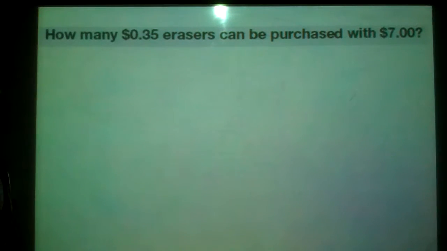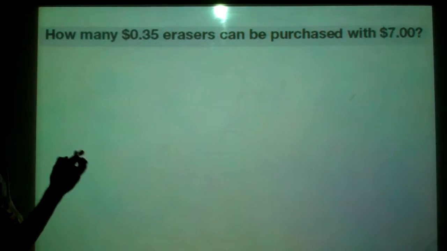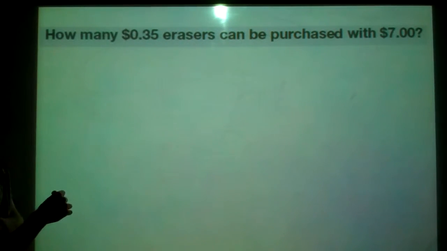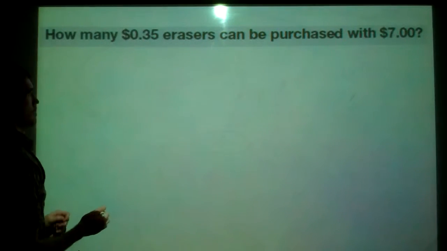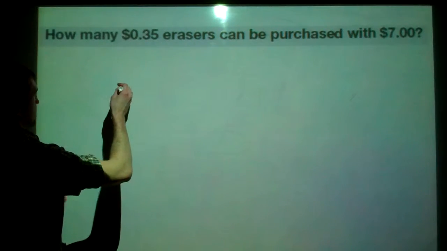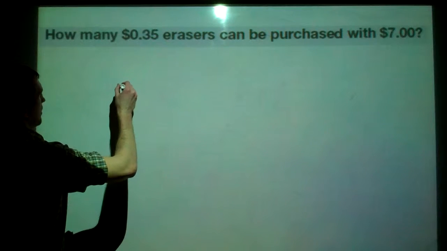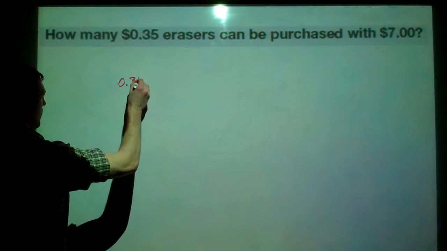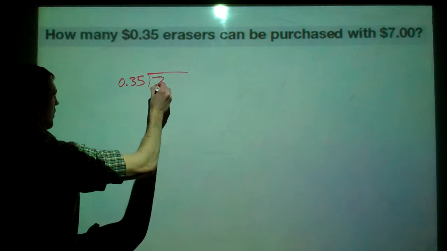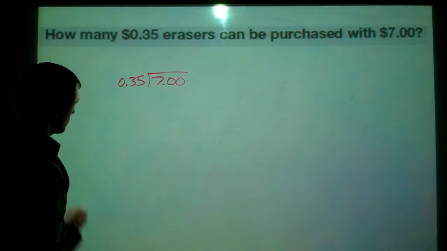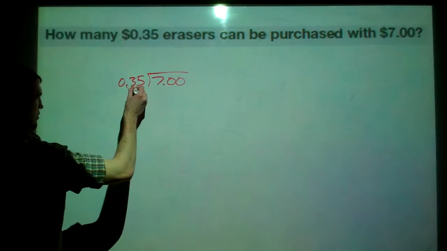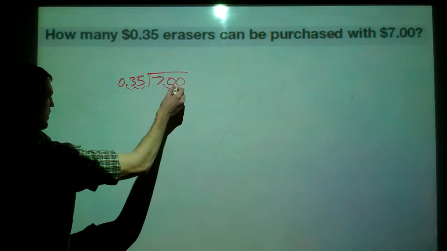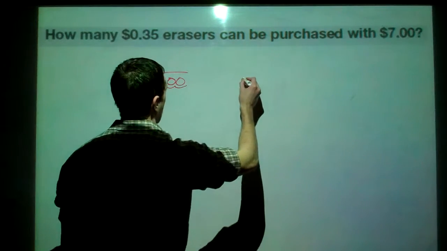How many 35-cent erasers can be purchased with $7? So we're looking for how many 35 cents goes into $7. So let's take a look. This says 0.35. So we're going to move this decimal over twice, and this one twice, same amount. So we have 35, 700.